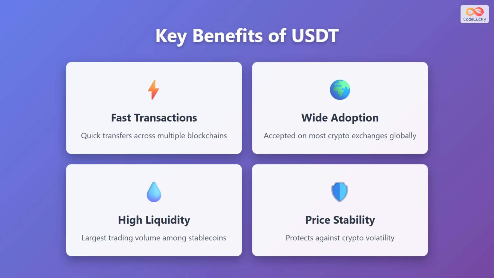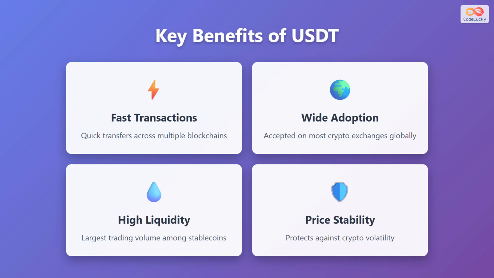USDT offers several important benefits to cryptocurrency users. First, it enables fast transactions that can be completed in minutes across multiple blockchain networks. Second, it enjoys wide adoption and is accepted on virtually every major cryptocurrency exchange around the world. Third, USDT has extremely high liquidity, meaning it has the largest trading volume among all stablecoins, making it easy to buy and sell quickly. Fourth, and perhaps most importantly, it provides price stability.